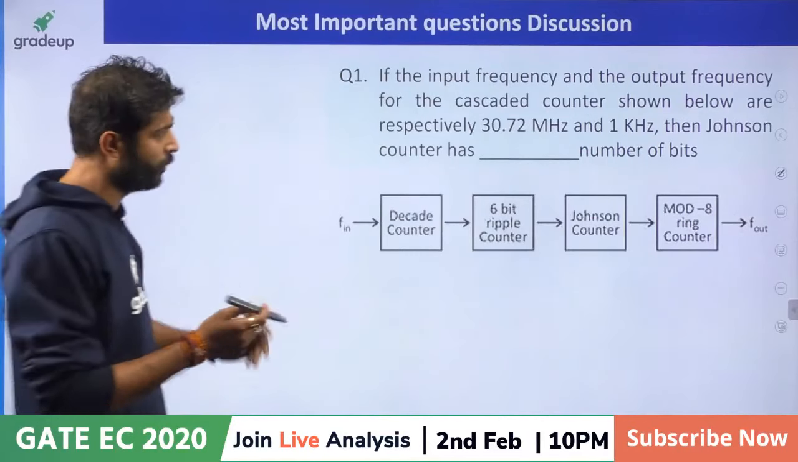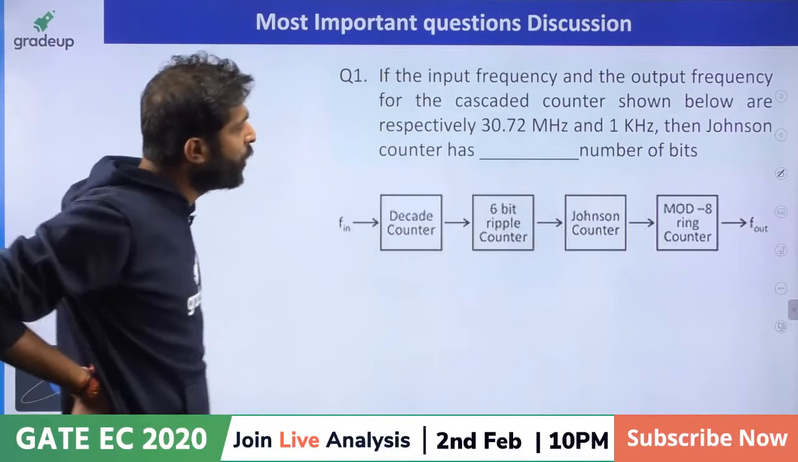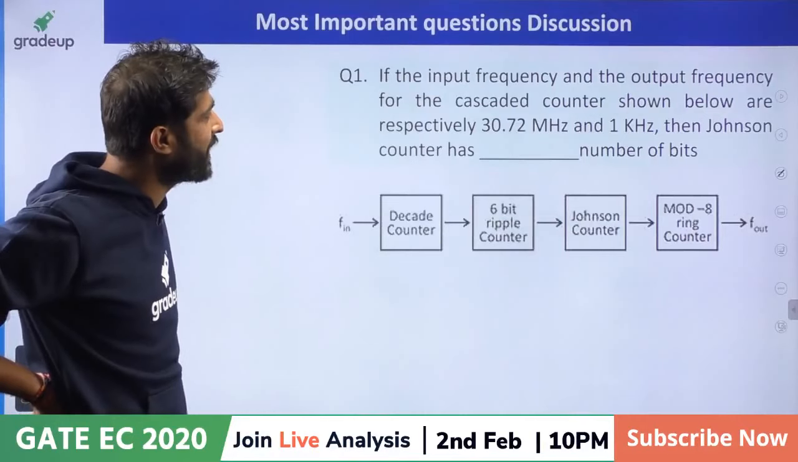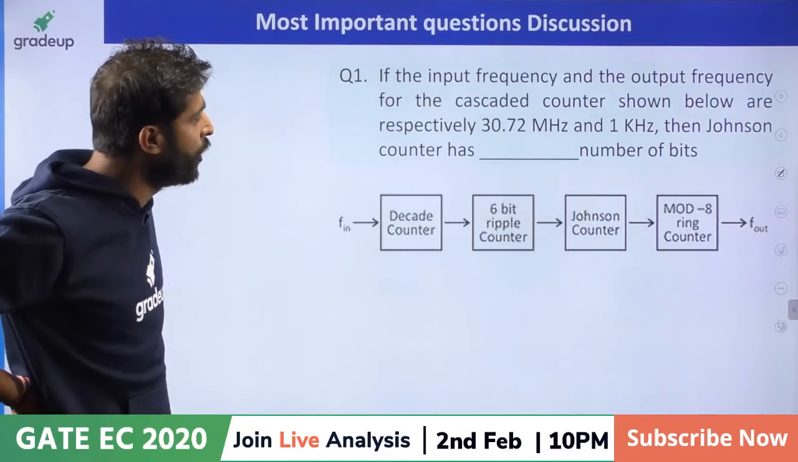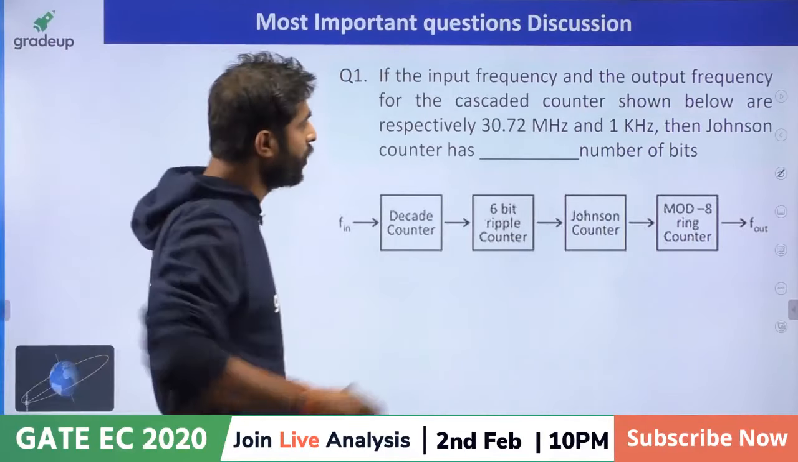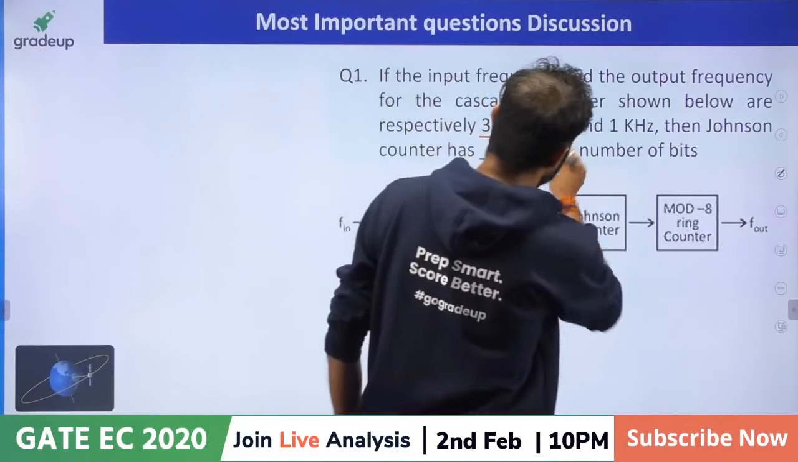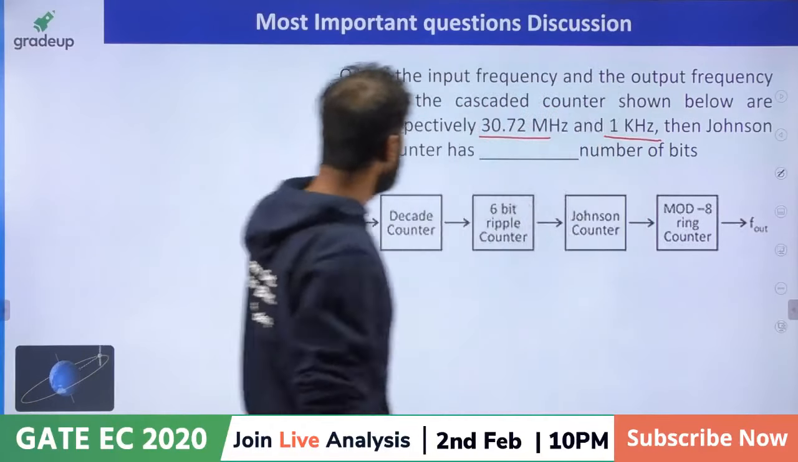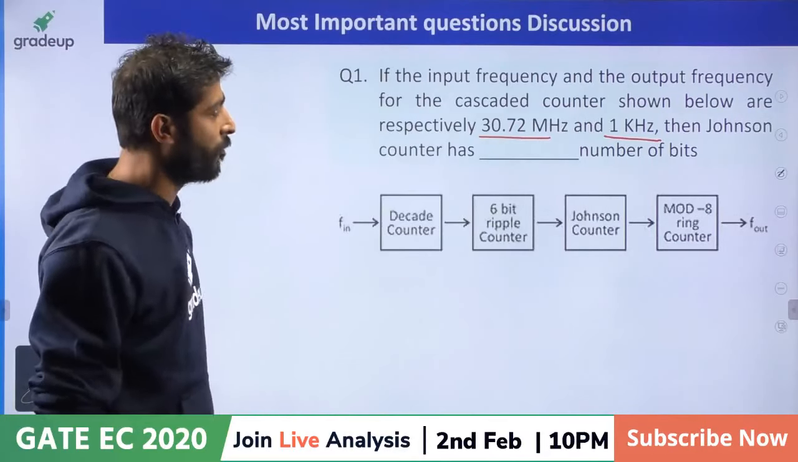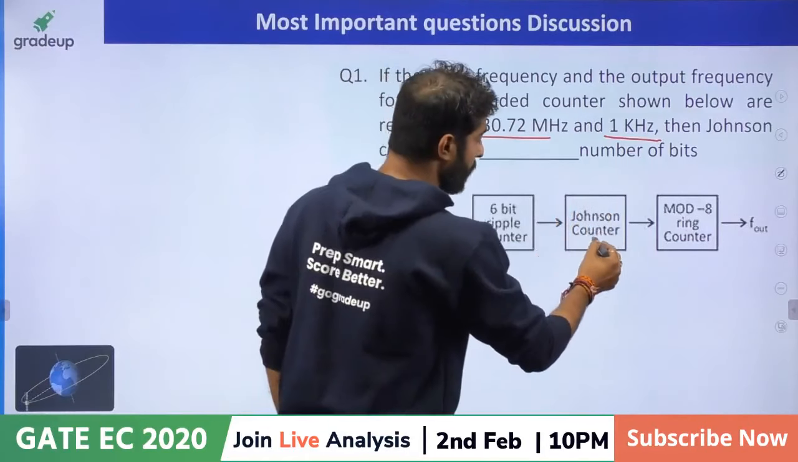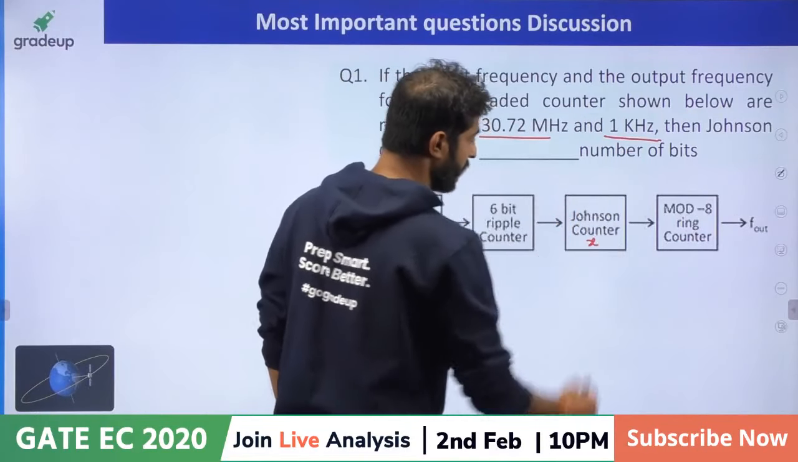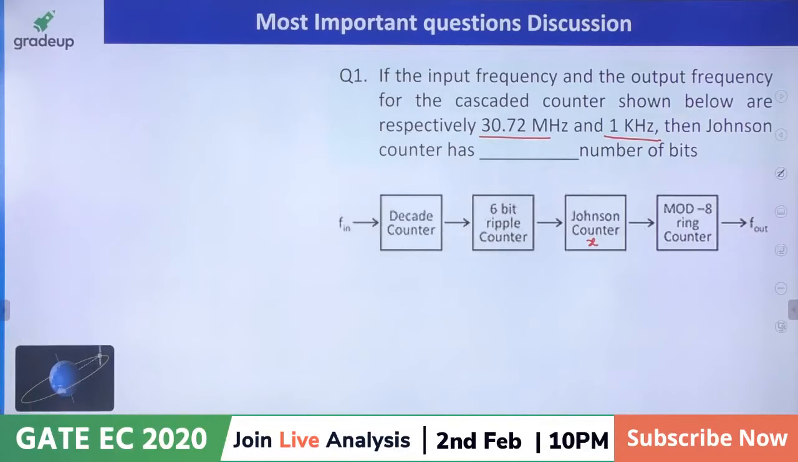Jaldi se solve karo dosto. The question is: if the input frequency and the output frequency for the cascaded counter shown below are respectively 30.72 megahertz and 1 kilohertz, then the Johnson counter has how many bits? This counter's number of bits we have to calculate.